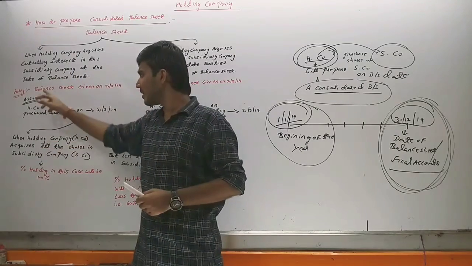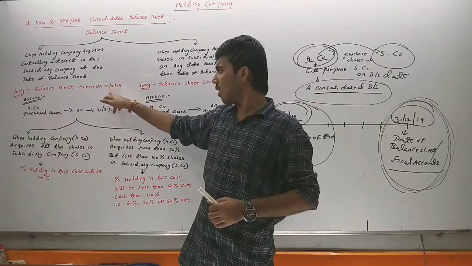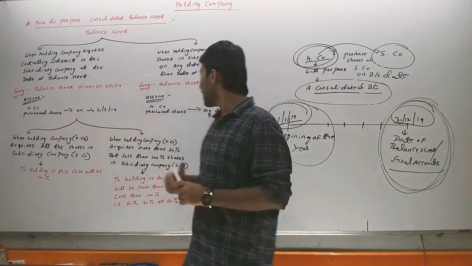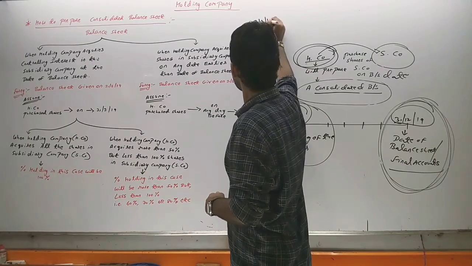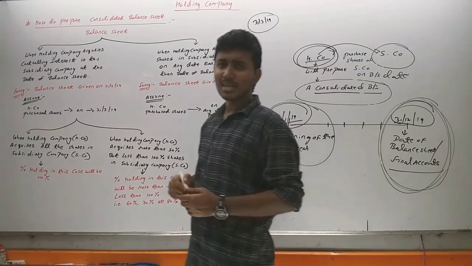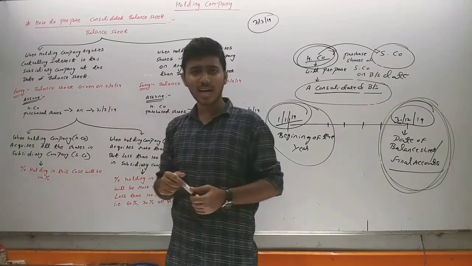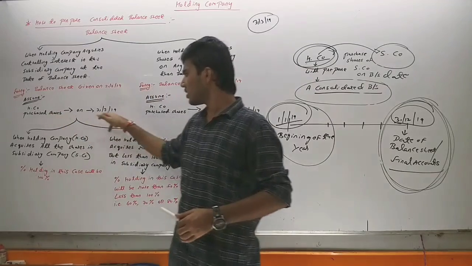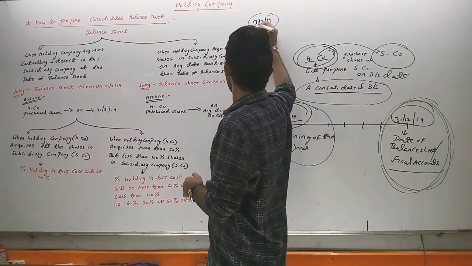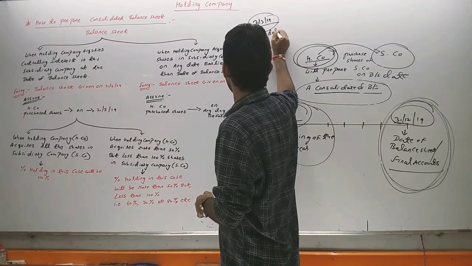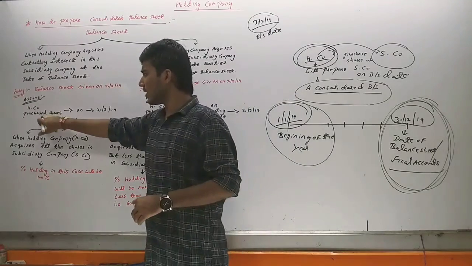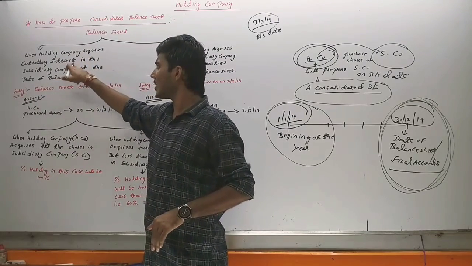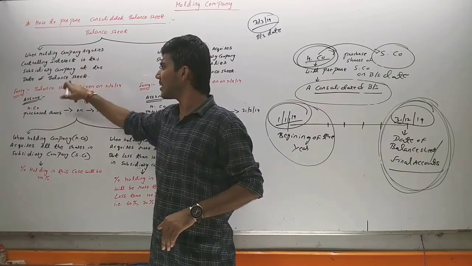For example, let us assume the balance sheet is given on 31st March 2019. It means the balance sheet date is 31st March 2019. It is taken just as an example. Assume the holding company X purchases shares on 31st March 2019. It means 31st March 2019 is the balance sheet date, and if on the same date the holding company purchases the shares, it is known as the holding company acquiring controlling interest in the subsidiary company at the date of balance sheet.